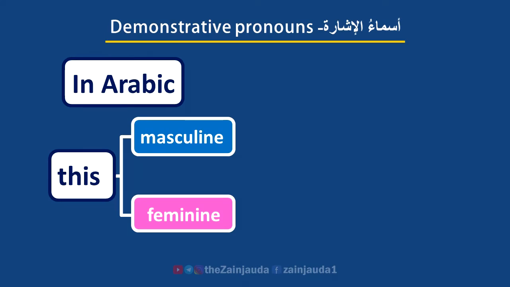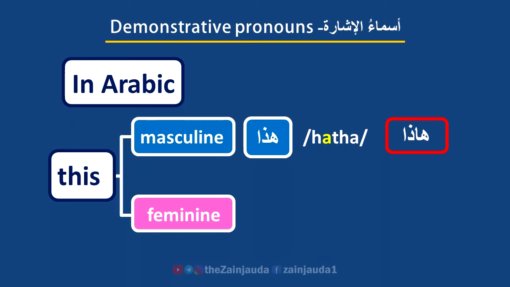The masculine this in Arabic is hada. Hada is originally written like this: ha, alif, dal, alif. But because in the Quran it is written like the one in the blue box, you will find hada written in such a way in all the Arabic texts. And that is applied in our writing as well. So when you want to write hada, don't write the alif. But when you want to say hada, you have to pronounce the alif.